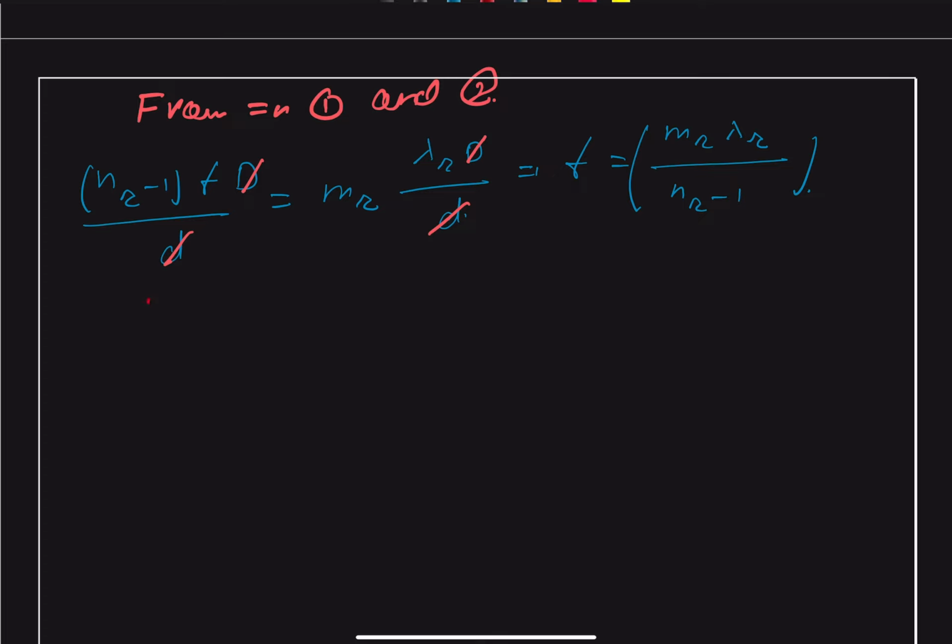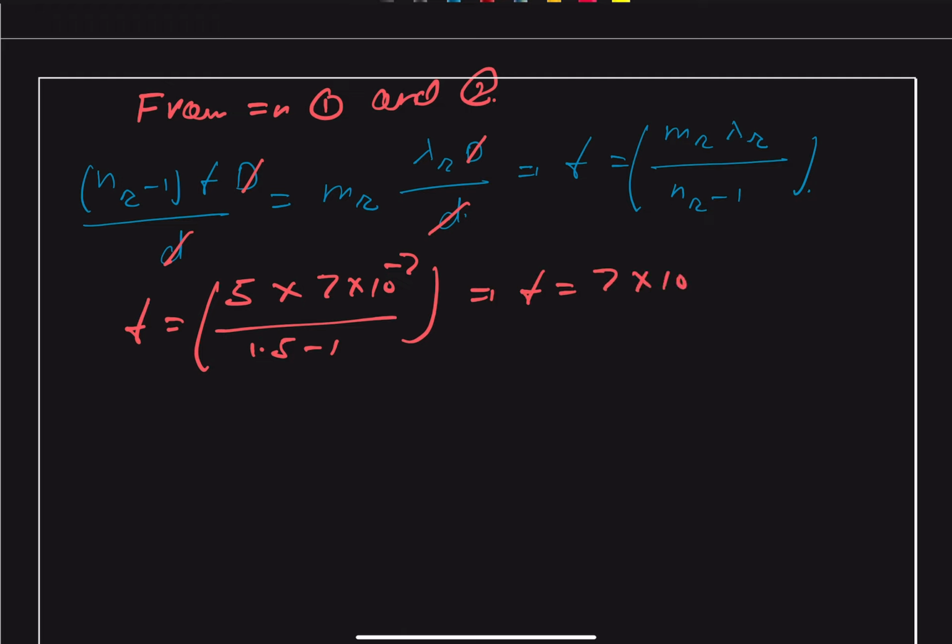Now we can just substitute the values. We get t, m_R is given as 5, wavelength is 7 into 10 to the power minus 7, refractive index is 1.5 minus 1, and this gives us that the value of t will be close to 7 into 10 to the power minus 6 meters.